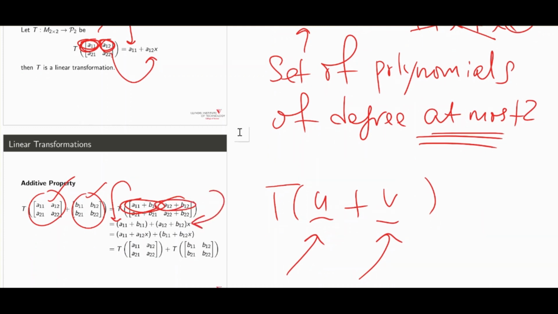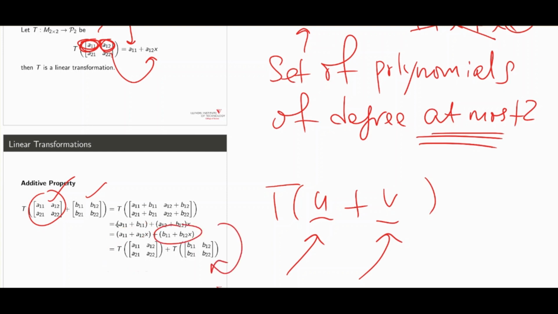And we know how to do arithmetic operations on polynomials. So we know that this we can expand and regroup. So we know that this is actually just this. And we know that this is actually this. Okay, this is actually this.